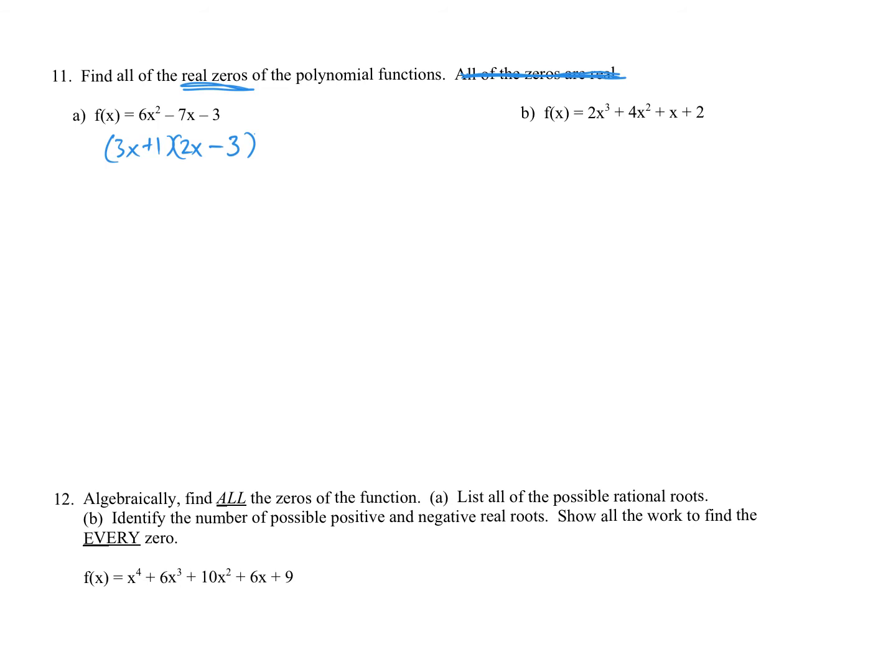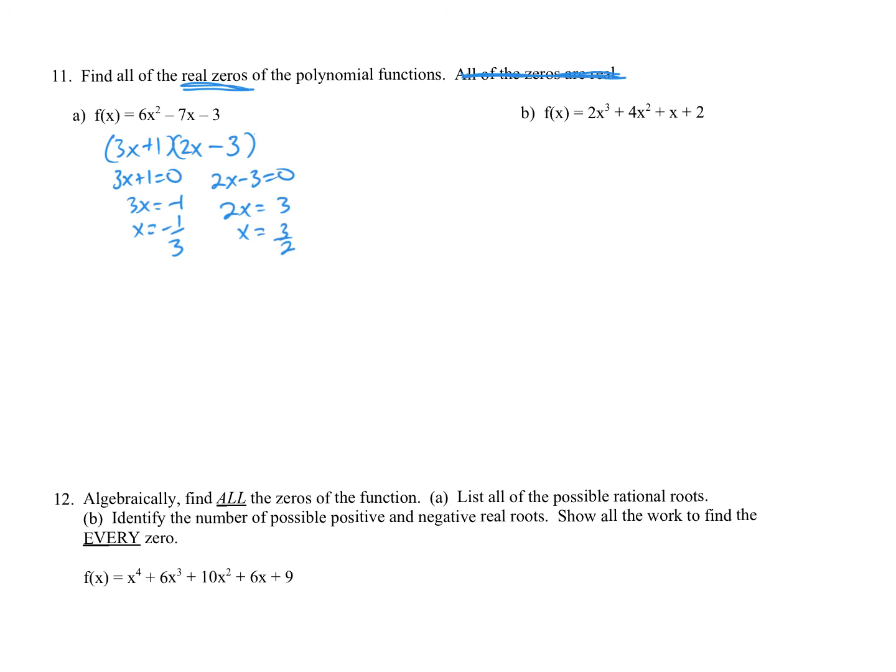So then my zeros are 3x plus 1, set that equal to 0. 3x equals negative 1. x equals negative 1/3. 2x minus 3 equals 0. 2x equals 3, and x equals 3/2. So that's one way about it. With this, you could put it into the quadratic formula and it will give you the exact same answers.